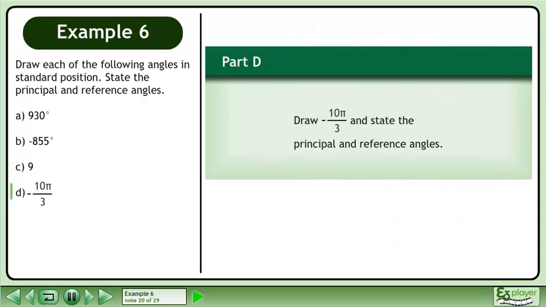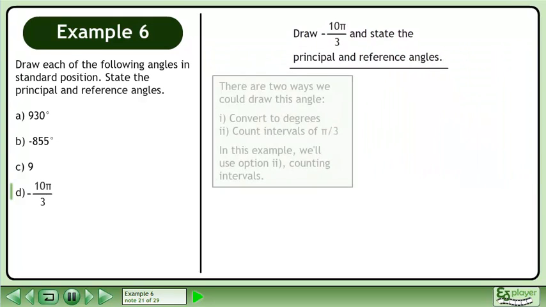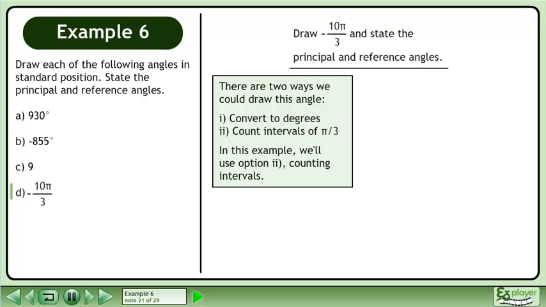In Part D, draw negative 10 pi over 3 radians and state the principal and reference angles. There are 2 ways we could draw this angle: 1, convert to degrees, or 2, count intervals of pi over 3. In this example, we'll use option 2, counting intervals.